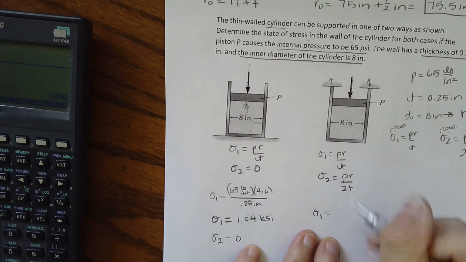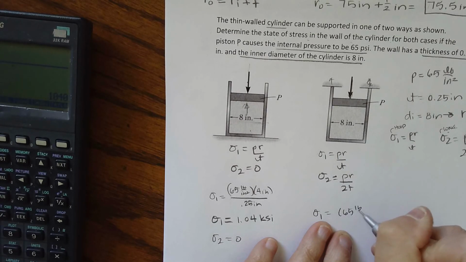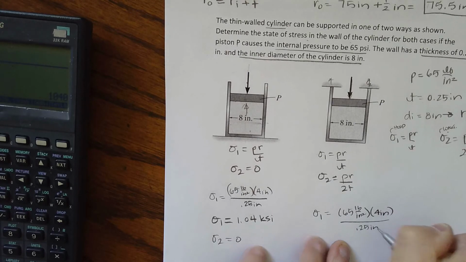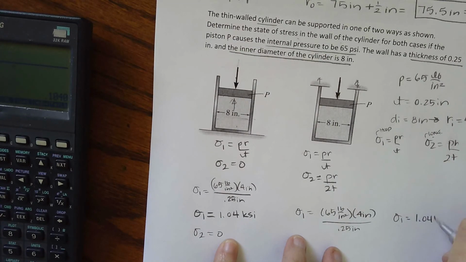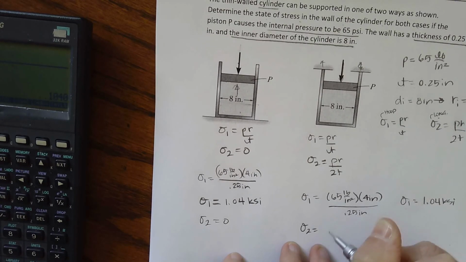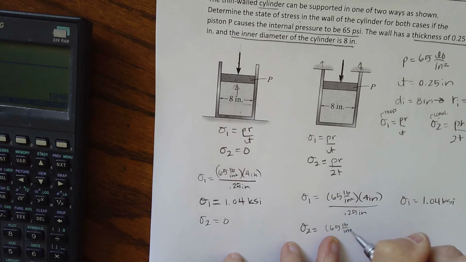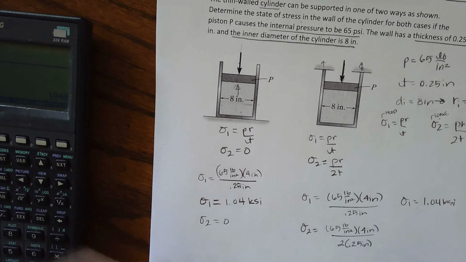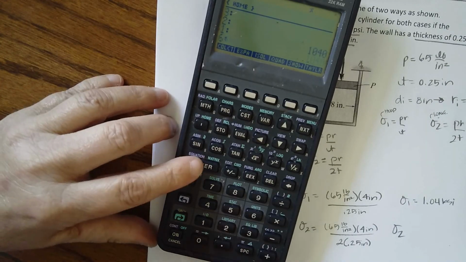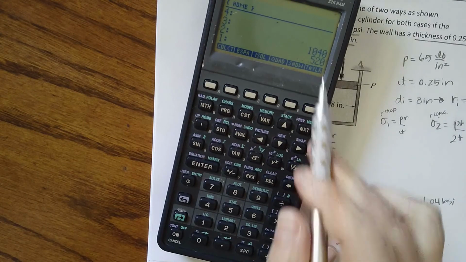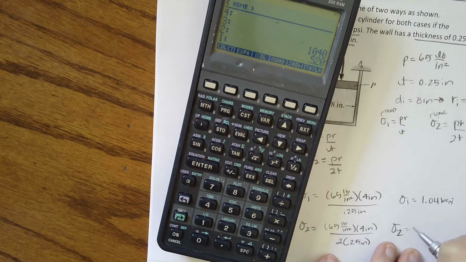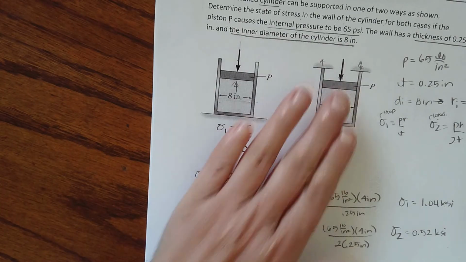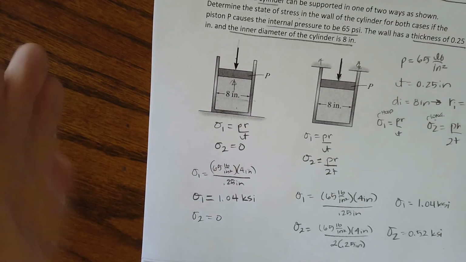Over here, stress 1, well, we still have the same pressure, 65 pounds per inch squared. We still have the same inner radius, and we still have the same thickness. So sigma 1 is still going to be 1.04 ksi, but we've introduced that longitudinal stress. So we have 65 pounds per inch squared times 4 inches divided by 2 times our thickness. I get 0.52 ksi, and because I have this one in ksi, we're going to make it that. And there we have a solution for both of these situations. So make sure when you're reading through your problems, you understand the statics. What is our equilibrium point?